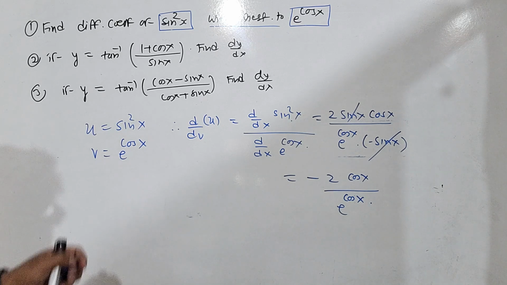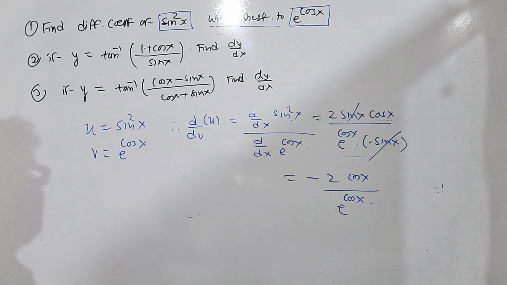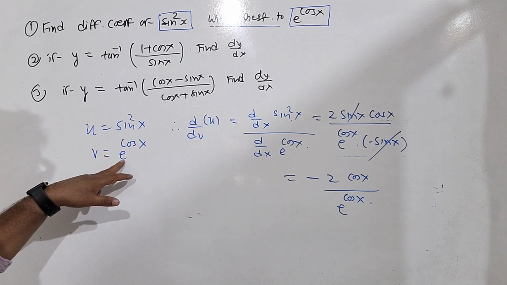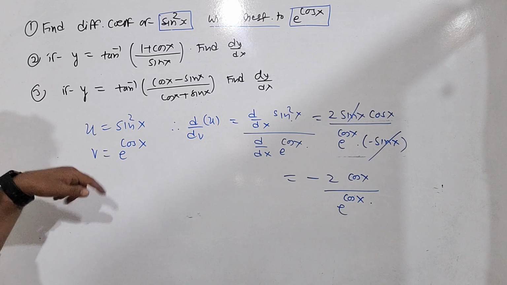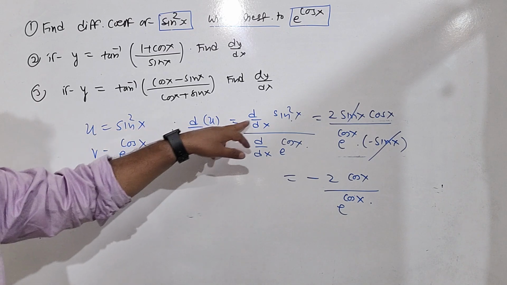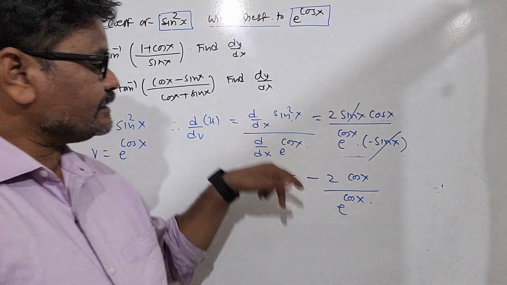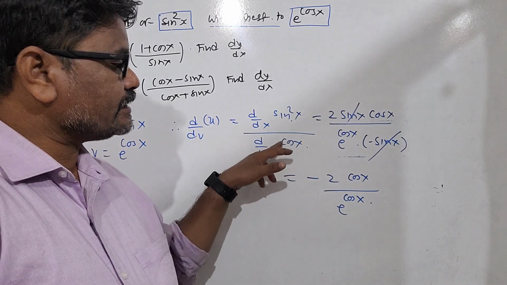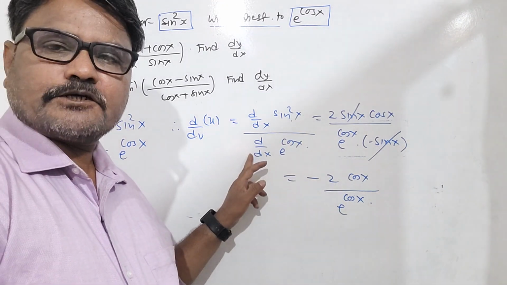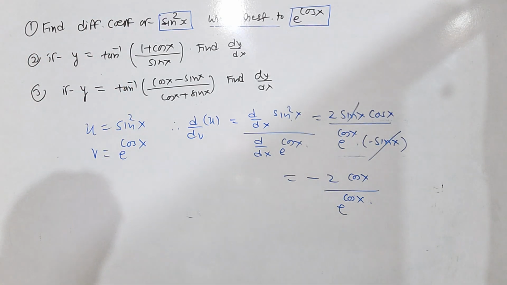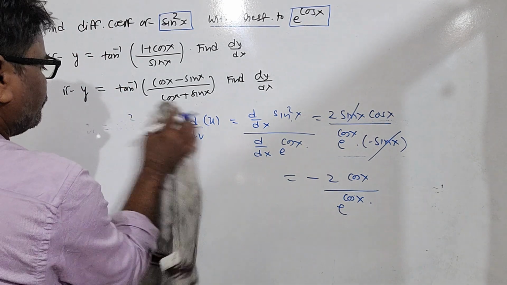Correct. So what we did over here, you have to find out the differential coefficient of sine square x with respect to e to the power cos x, not with x. So just find out the differential coefficient of sin square x with respect to x, and then divide by the differential coefficient of e to the power cos x with respect to x. That will give the answer. Okay, so the first question is over.